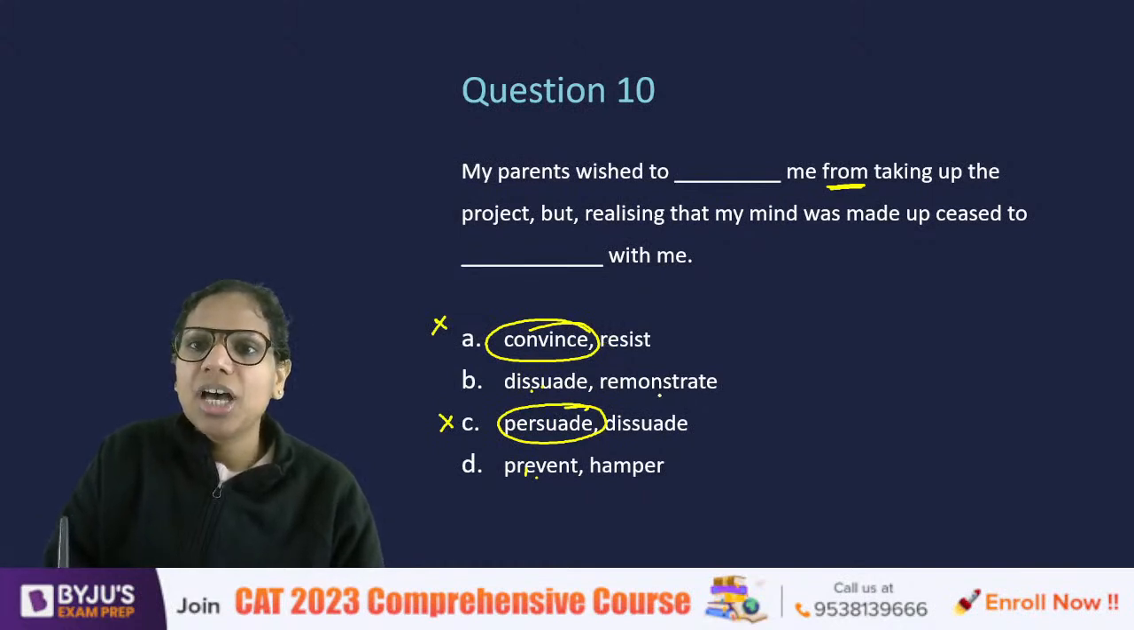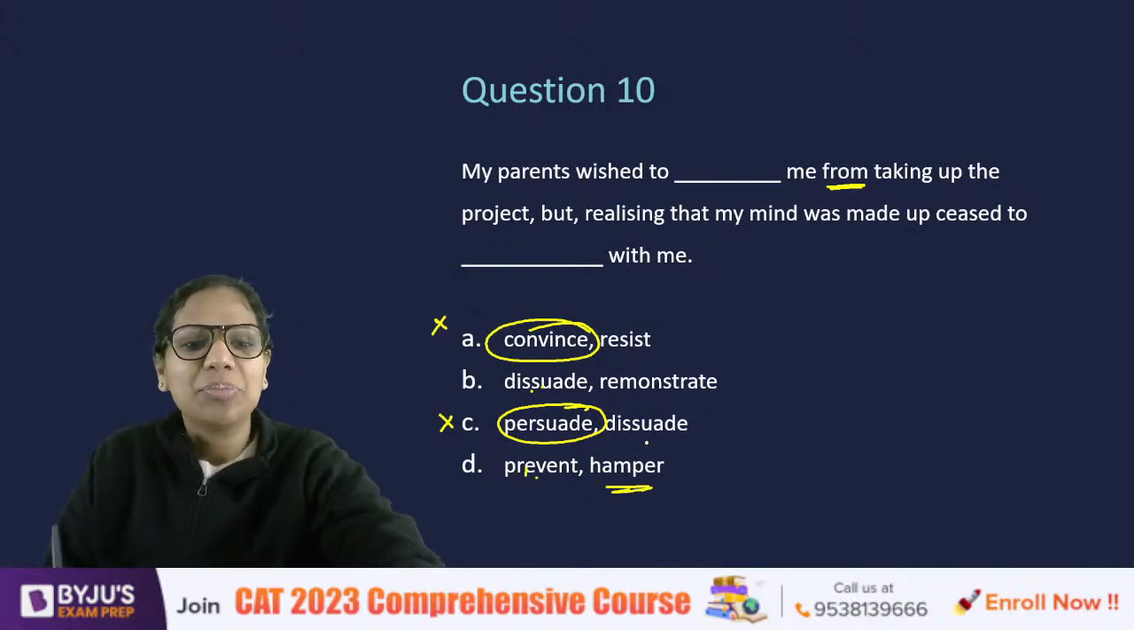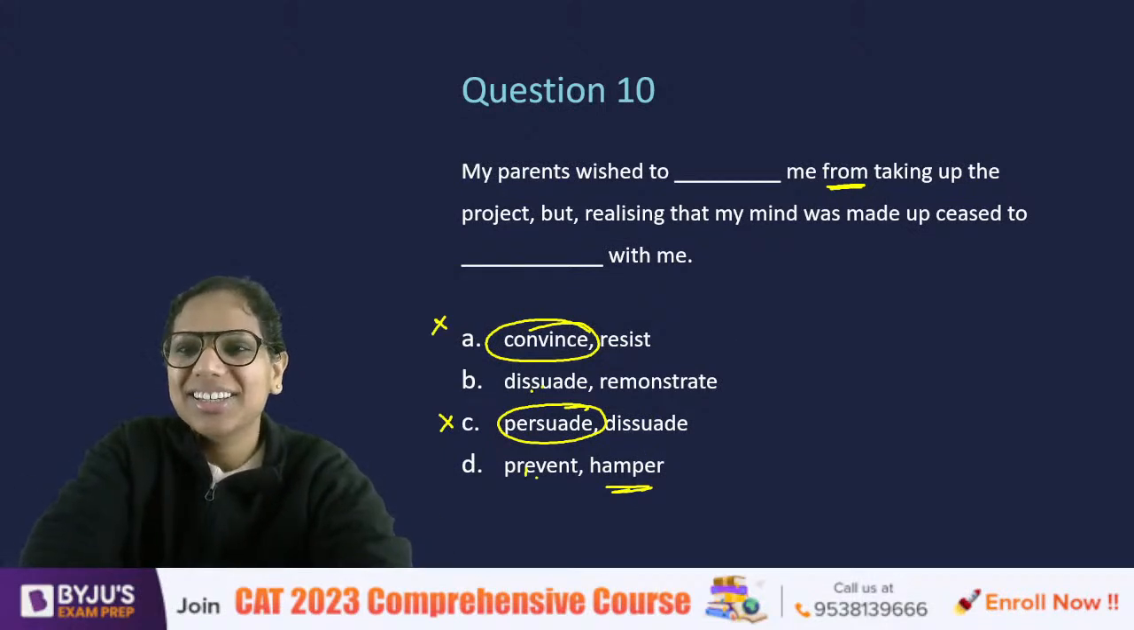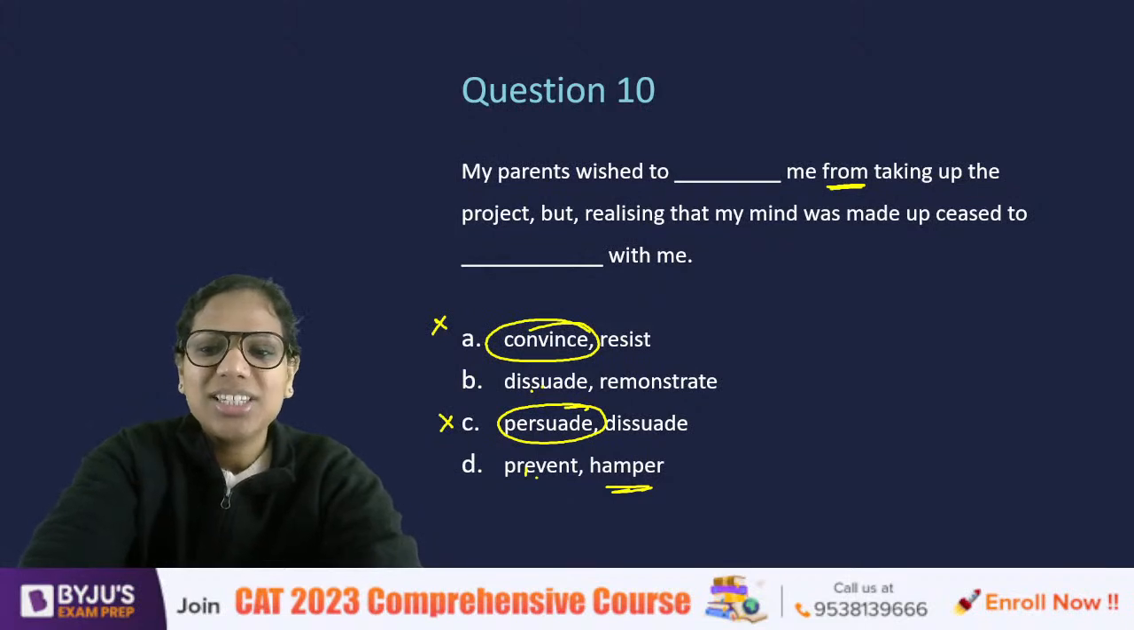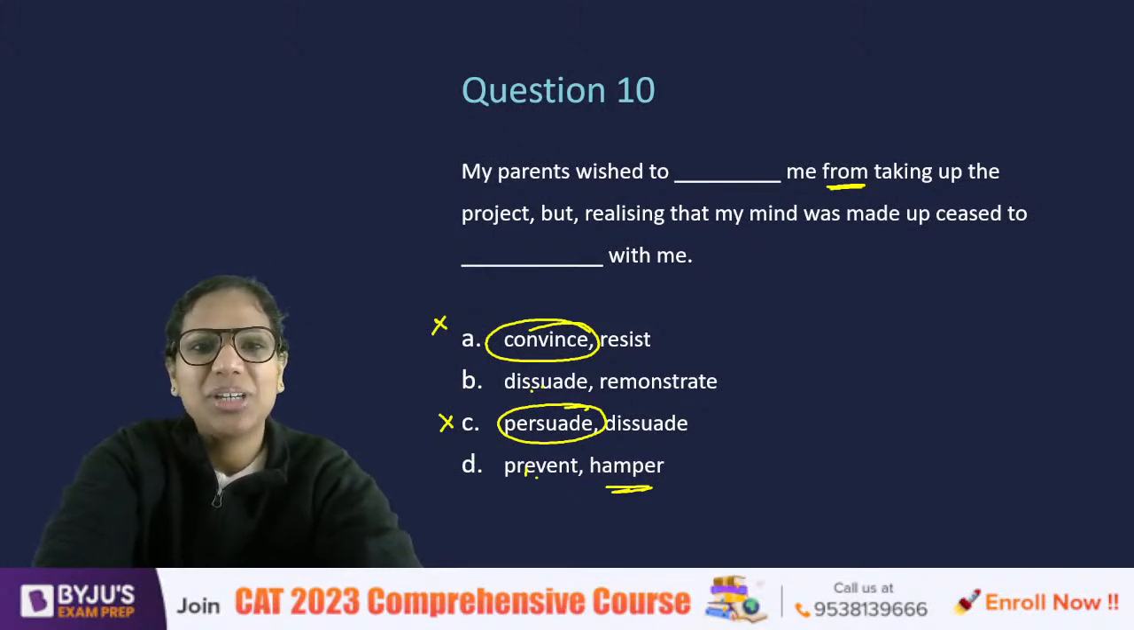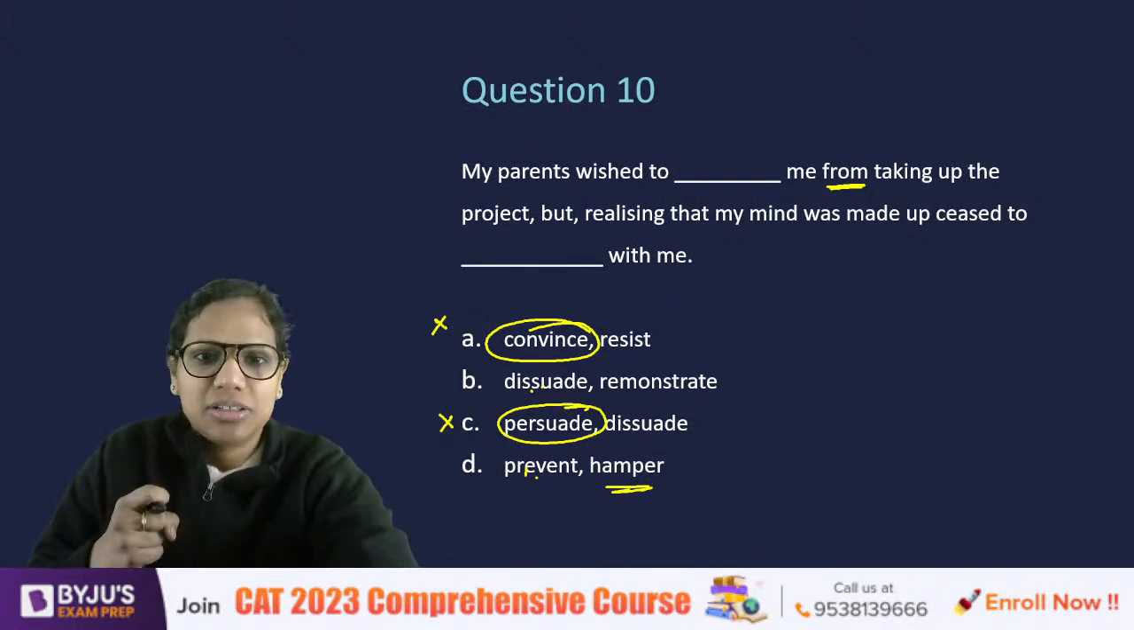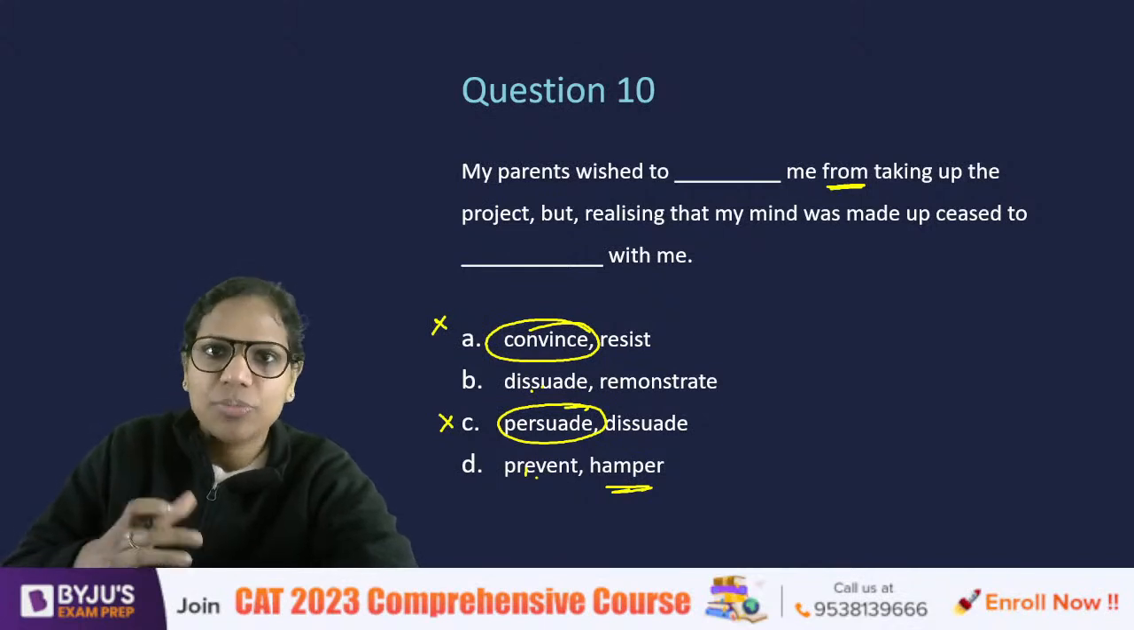Okay. Now, they cease to hamper with me. To hamper something is to hinder it, right? So they stopped to hinder with me. Does that make sense? Yes. So hamper is when you try to hamper an activity. That means you are trying to impede it, you are trying to stop it from happening.